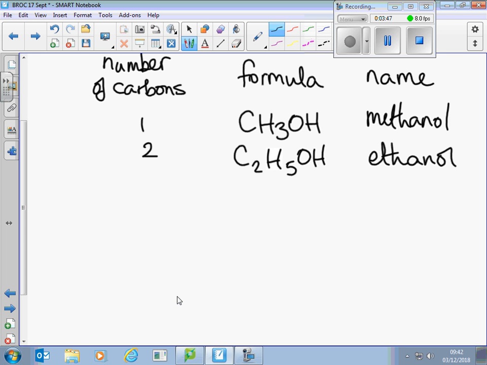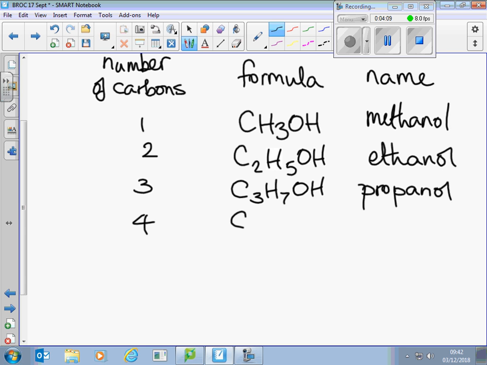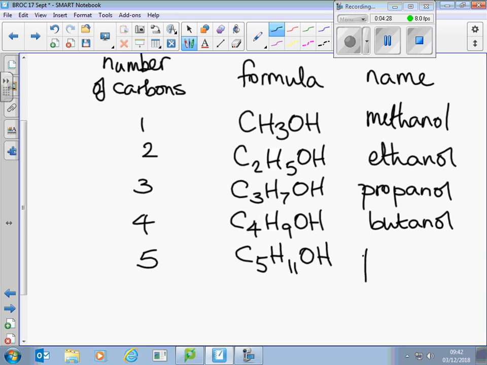Right, let's just do a few more. Let's take it down to 5 perhaps. So 3 carbons would go C3H7OH. You keep losing one. And we shall call that one propanol. 4 would be C4H9OH, and we shall call that one butanol. And then C5 would go C5H11OH, which would give us pentanol. And we could keep going forever, pretty much. Well, I don't think we can.